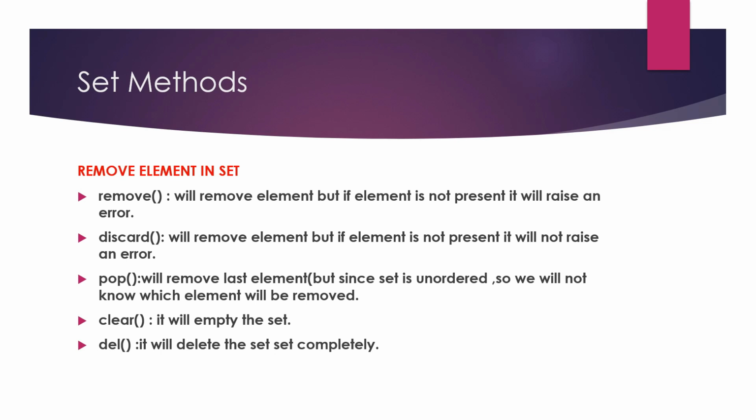Next, the pop method. Pop method is used to remove the last element. But we don't know which element is removed because a set is unordered. The values keep on changing. So the last element will be removed, but what that value is, we will not know. Clear method. Clear method will empty the set. Say you created set 1 and you inserted 1, 2, 3. If you clear set 1, it will remove all the elements 1, 2, 3. But the set will be present. Set 1 will be there, but the elements will not be there. But if we use the delete method, it will delete the set itself. The complete set will be deleted.